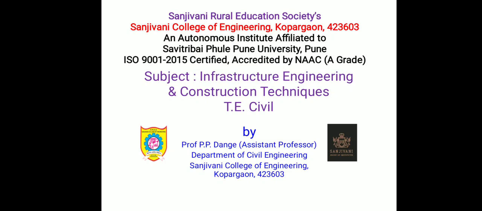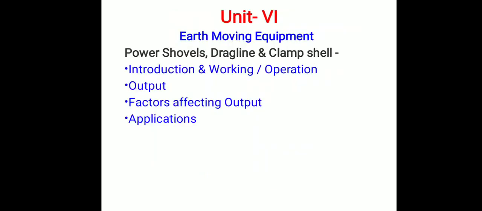So in this lecture we are going to discuss the next equipment, that is power shovels, dragline and clamshell. These equipments have slight differences. We will discuss the working operation, the output and factors affecting the output of all these three equipments along with their applications. So we will start with the simplest equipment, that is power shovels.